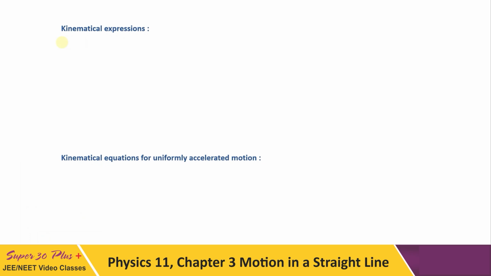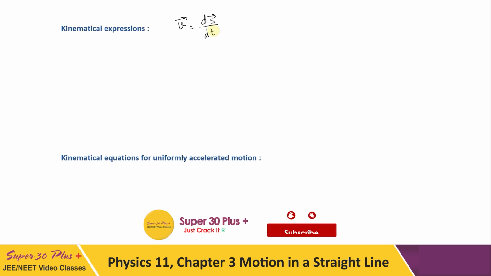Let us first recall all the kinematical expressions we have just learned. The first was velocity, that is ds by dt. Here, as we are studying motion in a straight line, it is not of much importance whether we put the vector sign or not. But in later chapters when we come to 2D motion or 3D motion, this will be very necessary, right? So from now itself I am writing the vector equation. First is v is equal to ds by dt. This is actually the definition of velocity itself.